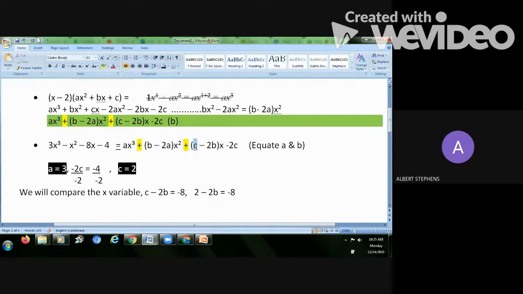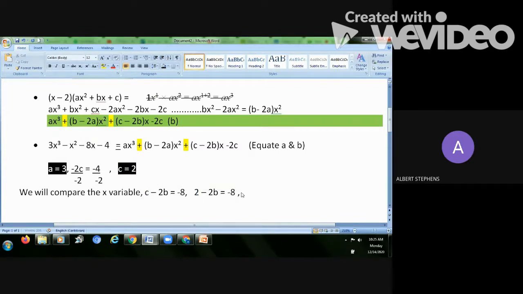So C minus 2b are going to equal to, let's go over here now. We know what is beside the x. What value is beside this x here? Negative 8. So C minus 2b is equal to what? Negative 8. But what is C? C is what? 2. So I don't write back C. What I write back? 2. All right, and then we're going to solve this now, don't you?